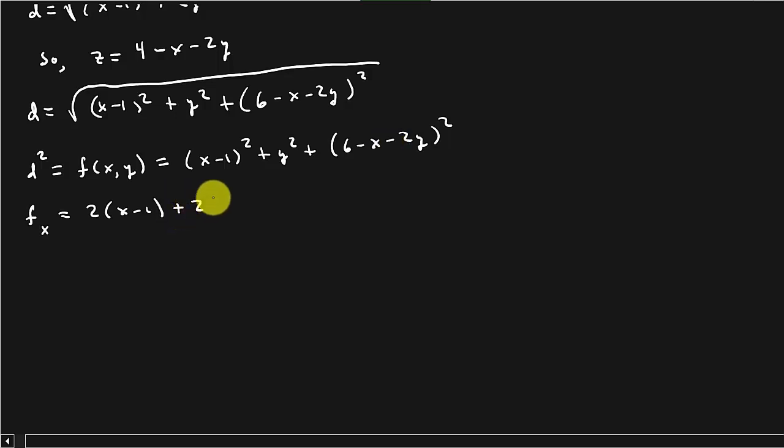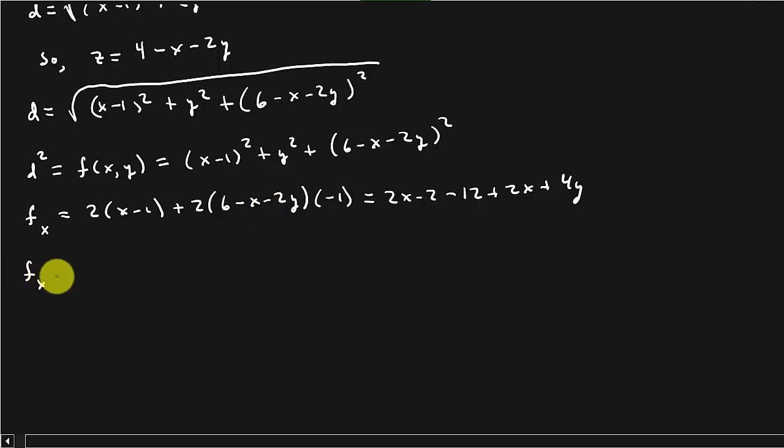And then the derivative of this, that would be 2 times (6 minus x minus 2y) to the first times negative 1. And so that's going to give me, well, let's see, how do we want to do this? We'll do 2x minus 2 minus 12 plus 2x plus 4y. I'm just distributing the negative 2. Okay, and so I get the partial with respect to x. We will combine like terms. I'm going to get 4x plus 4y minus 14.